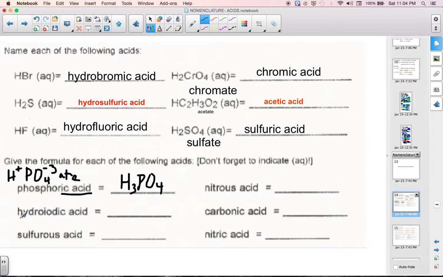Next one says hydroiodic acid. I know it's an ic acid like this one, but because it has a hydro, I know it's going to be a binary compound. So I know this is hydrogen again, plus iodine. And if I look at the back of the periodic table, well, or the front, I know that iodine has a negative charge. So crisscross, I will just have the formula be HI.